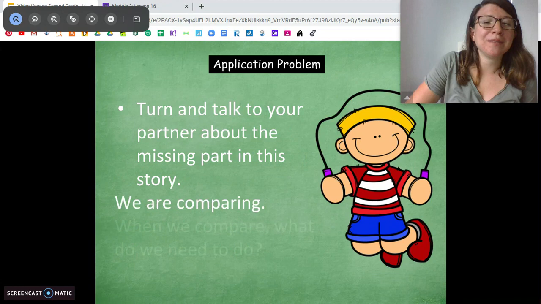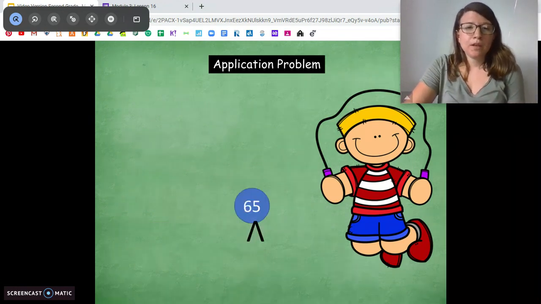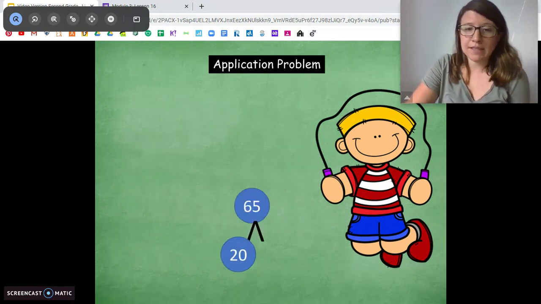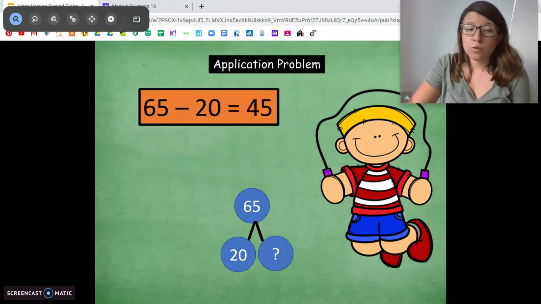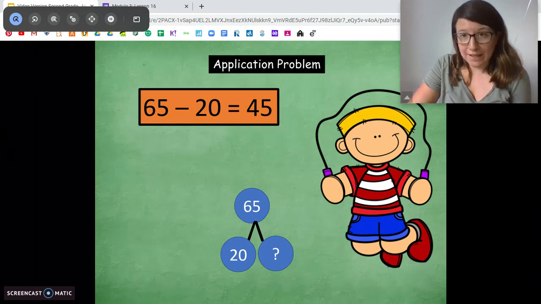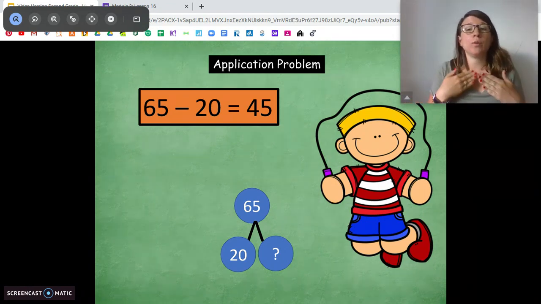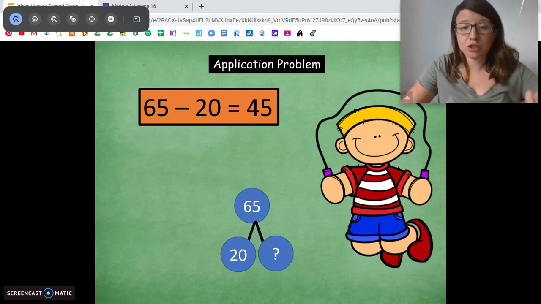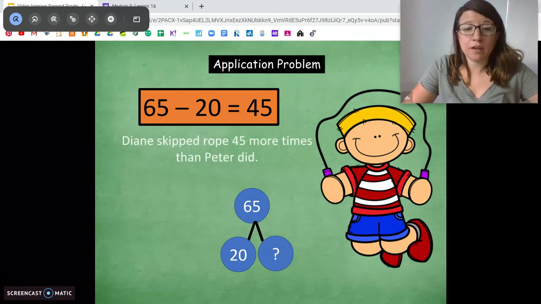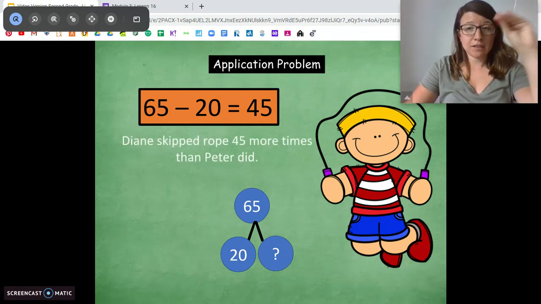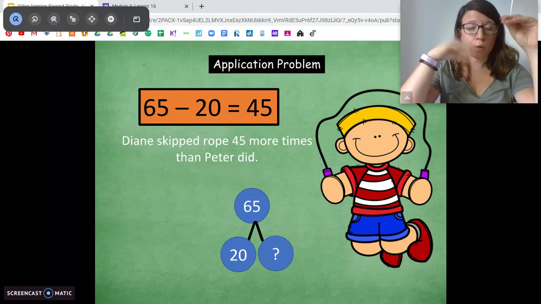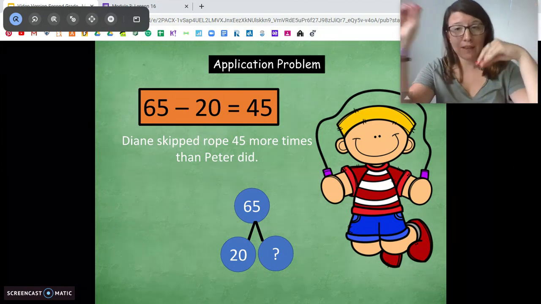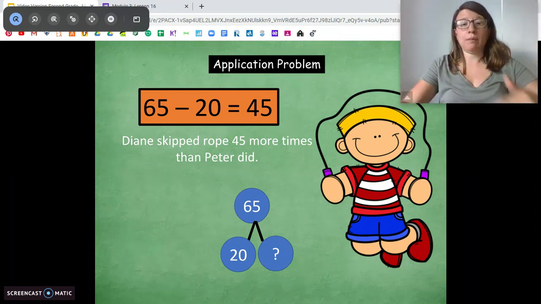Got it? All right, let's go over it. So we can break 65 down. We want to take the 20 out of 65. We're going to subtract 60 minus 20. Now you can decompose that. You can draw pictures. You can solve how you need to solve. You can use a number bond, whatever you want to do, but you should have come up with the answer of 45. Diane skipped 65 times. Peter skipped 20 times. So 65 minus 20 equals 45. We're finding the difference. We're comparing.